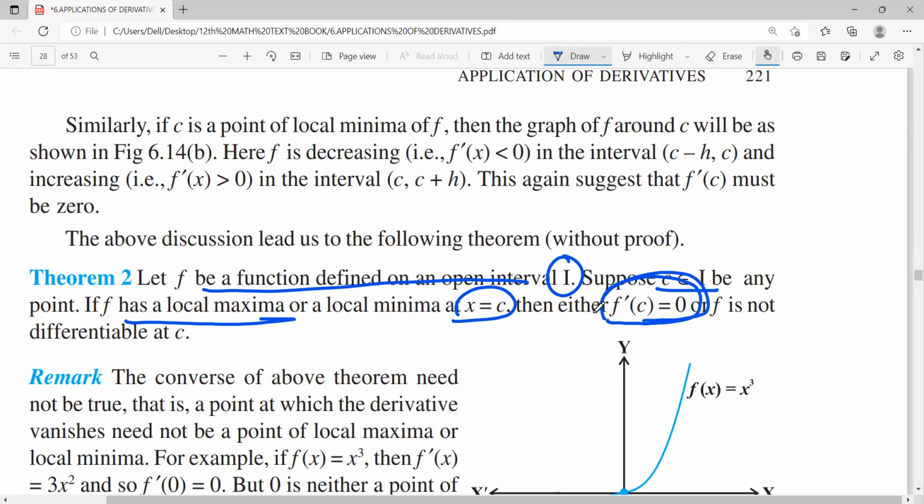But here some small difference is there. If you notice, there is a small difference. What is that? So here the thing is that if at x equals c, f has either local maxima or local minima, definitely f dash of c is 0 or f is not differentiable. That's what it said. So what does it mean? We'll see now. You understand?